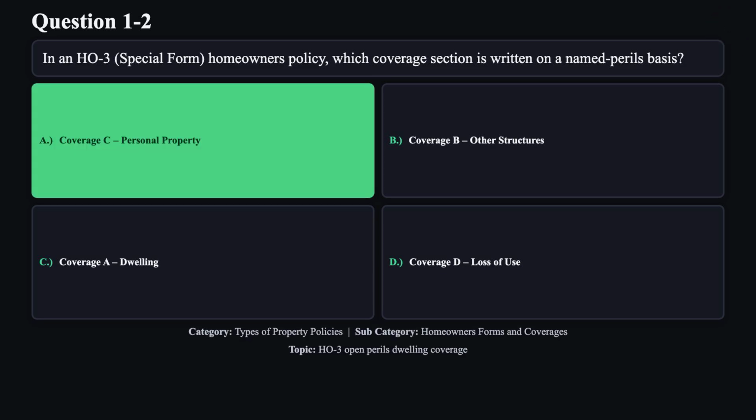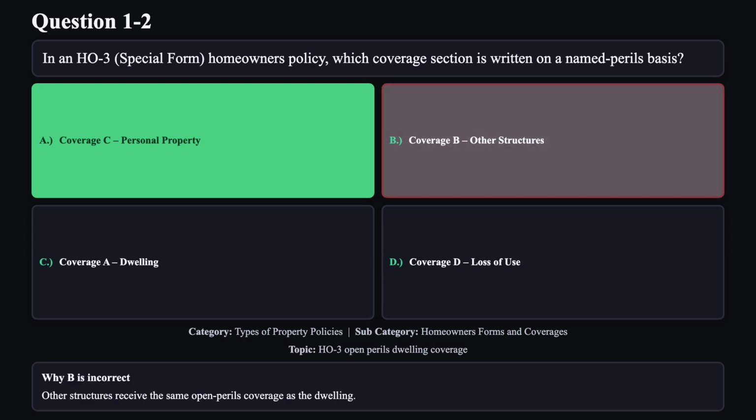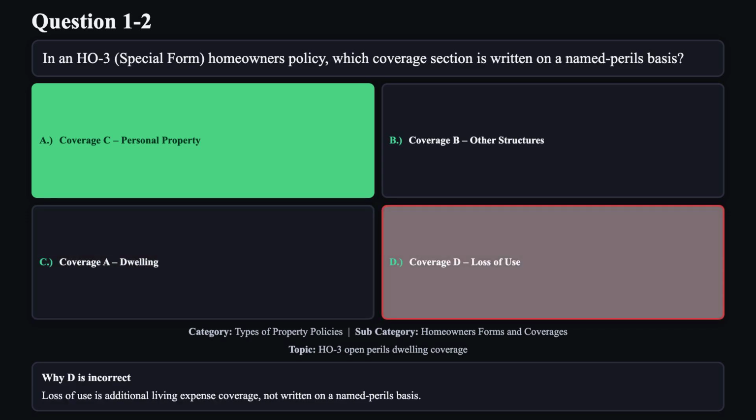The correct answer is A. Under an HO3 policy, personal property coverage is limited to named perils, while dwelling and other structures are covered on an open perils basis. Reason B is not correct. Other structures receive the same open perils coverage as the dwelling. Reason C is not correct. Dwelling coverage is provided on an open perils basis under HO3. Reason D is not correct. Loss of use is additional living expense coverage, not written on a named perils basis.